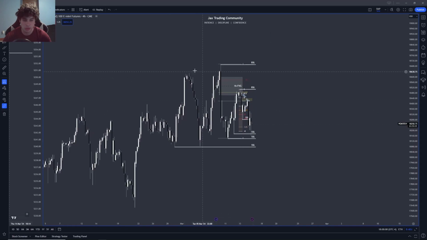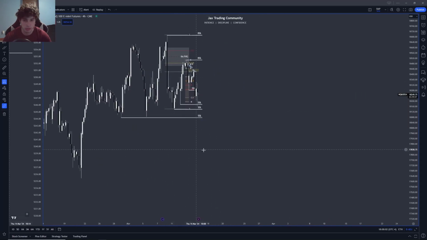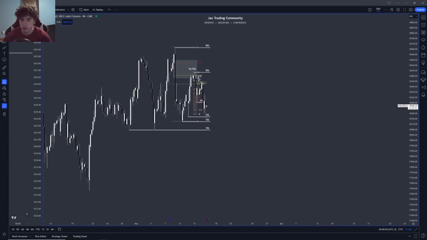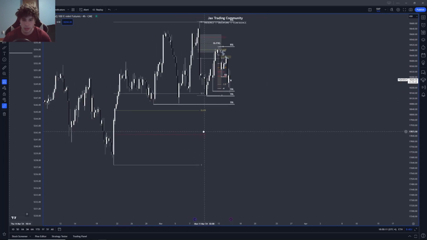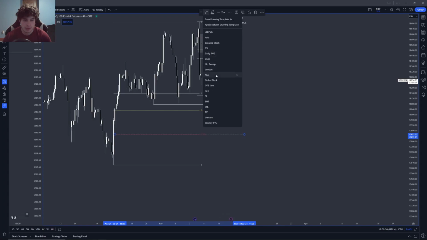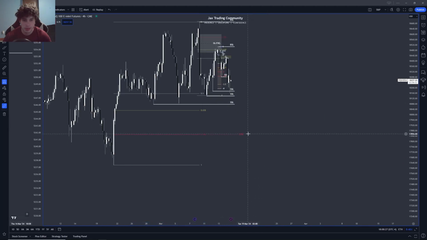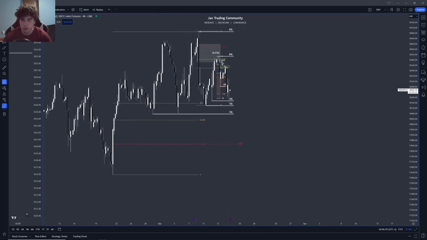We would have accumulation all of here, and then this would be our manipulation into a PD array. I'm also just going to draw this out as well. So here's OTE, and yeah, it is possible we may bounce off of OTE here, so I'm going to actually mark this out. I think I have something called OTE. Let me look here. I don't think I do. Oh, OTE line. Okay, perfect. So here's OTE. I'll also mark the golden ratio.